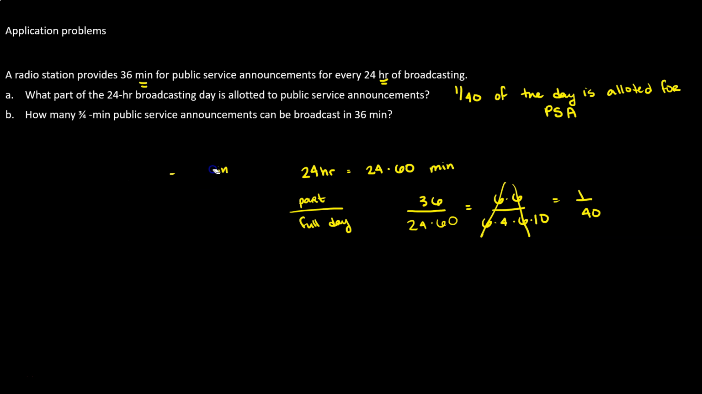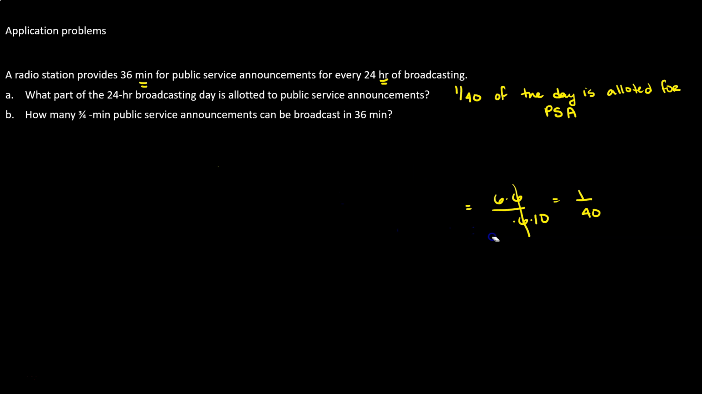Now let's move on to the second question. How many 3/4 minute public service announcements can be broadcast in 36 minutes? Now if you think about it, a public service announcement is kind of like a commercial. No one's going to make a 36-minute long commercial, not even for the Super Bowl. But maybe they'll spend 3/4 of a minute on each PSA. So how many of these short little PSAs can we fit into 36 minutes?